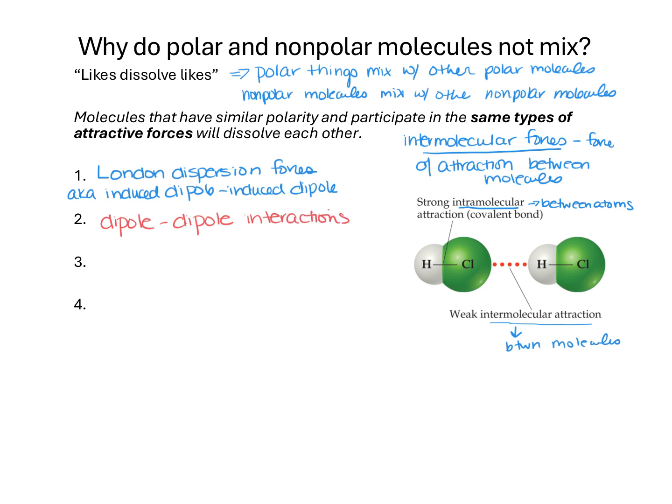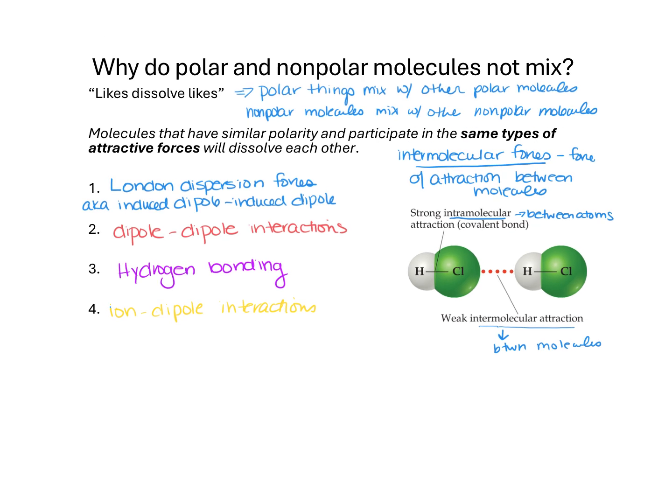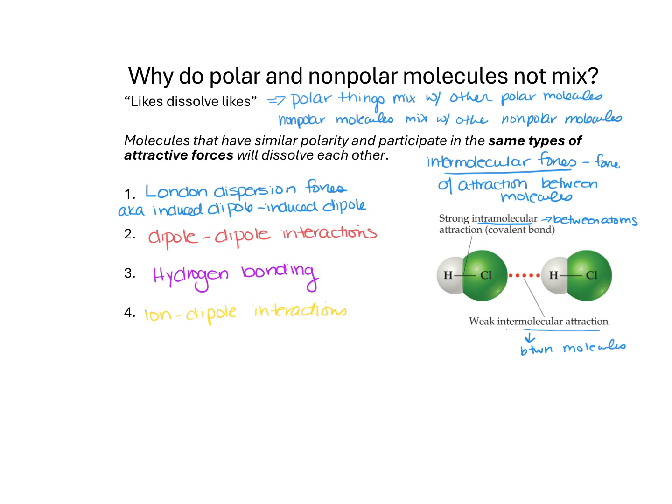The third is hydrogen bonding, which is a special type of dipole-dipole interaction. And then the fourth is ion dipole interactions. And these are actually really critical for soap. It's one of the reasons that soap forms and can be dispersed in water. So these are the 4 that we're going to talk about, and we're going to define them and talk about them in depth in just a little bit.